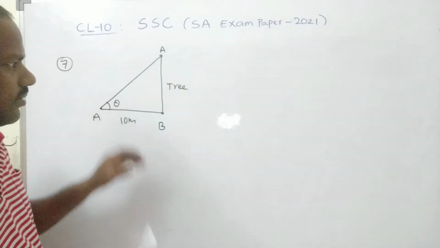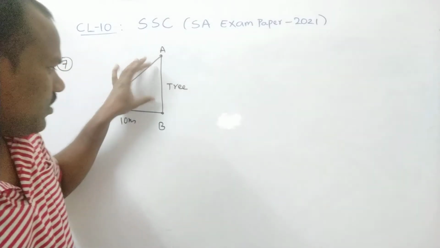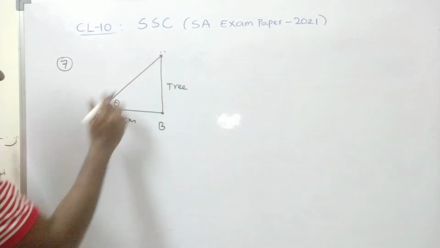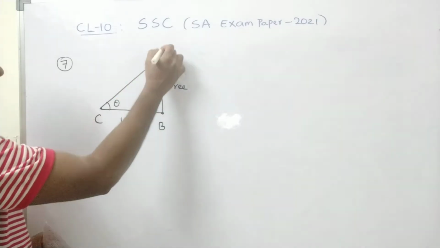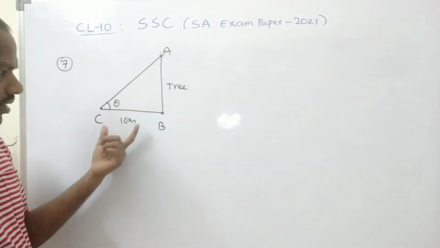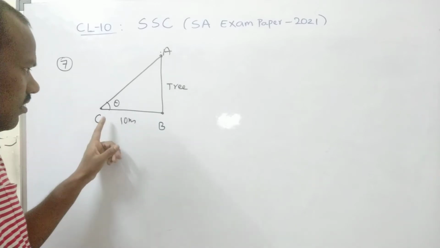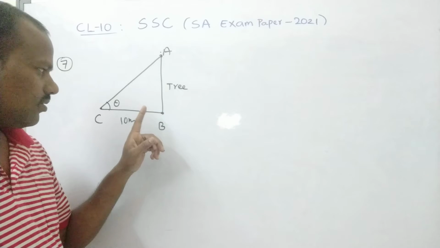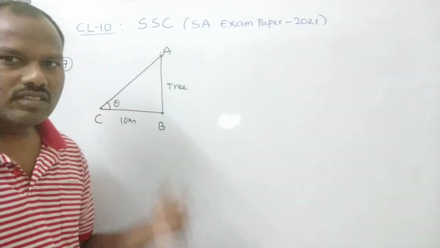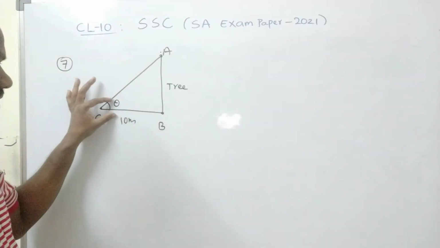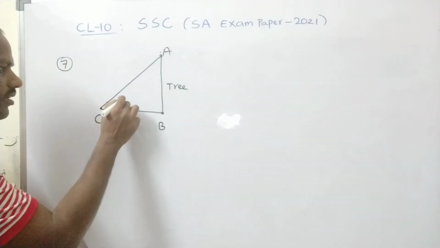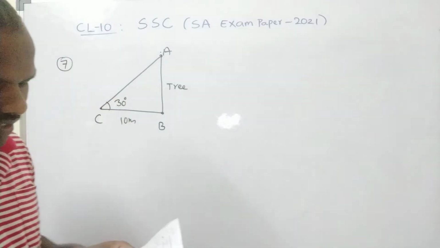Now write all the description. What is that? AB is the height of the tree. Sorry, not AB. Let us say this is C. So AB is the height of the tree, and BC is the distance of the girl, 10 meters away from the foot of the tree, and AC is called the line of sight, and theta is called the angle of elevation. What is the theta value given? 30 degrees given. That's it. So angle of elevation equal to 30 degrees.